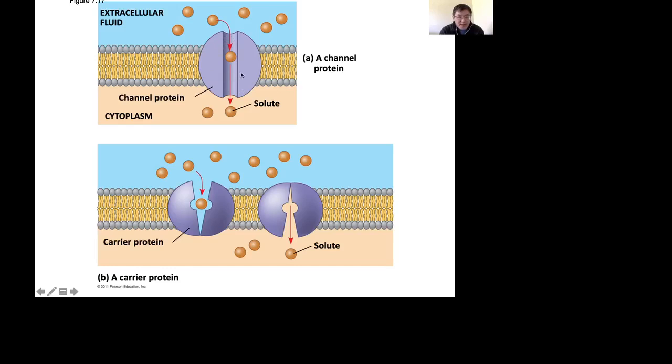Once the channel protein is opened, it allows the molecule to move from the extracellular fluid into the cell. This is the carrier protein. Carrier proteins need to bind to the molecule, so that's why they are specific for certain molecules. They can also help molecular transport from the extracellular space to the inside of the cell.